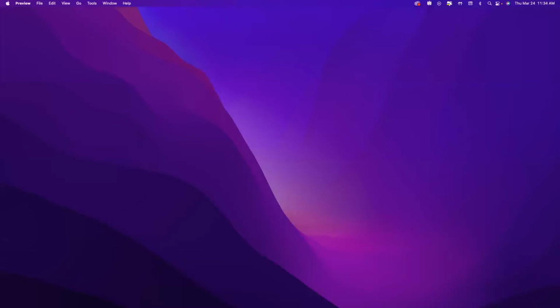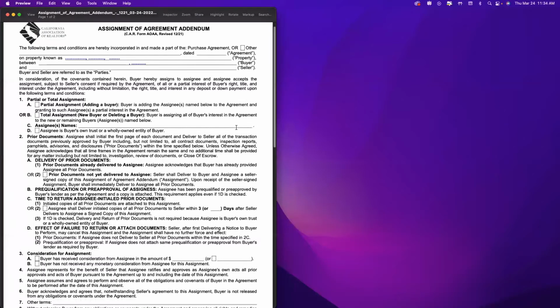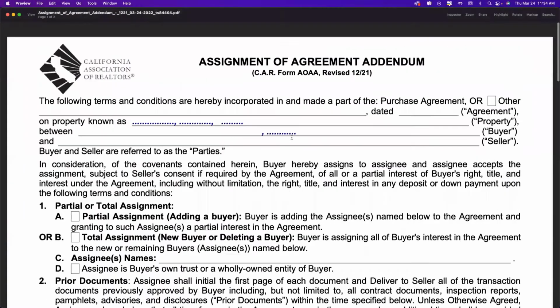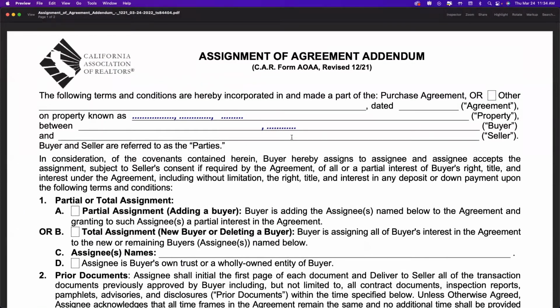Since I found my assignment of agreement addendum now, let's look at it, because I think it is not used enough. There have been too many transactions where I've seen people adding and removing buyers and just using amendments, and that is not the proper way to do it. We need to make sure that we're using the correct form for adding and removing buyers from transactions, and that form is this one, the assignment of agreement addendum.